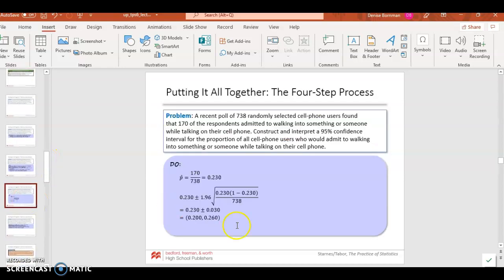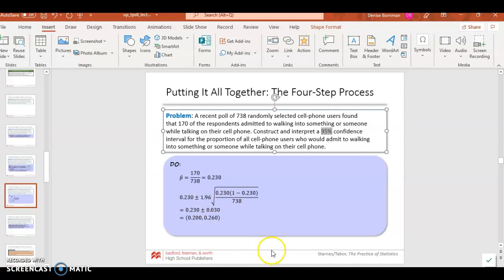So you could do the formula. P hat we calculated, plus or minus Z star for 95% confidence. That's one of the common Z stars, 1.96, times the square root of P hat times 1 minus P hat over N. And if you type that in the calculator, you get this as my confidence interval.